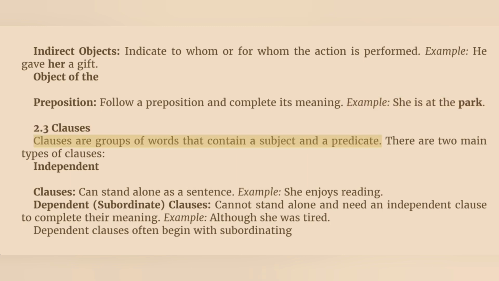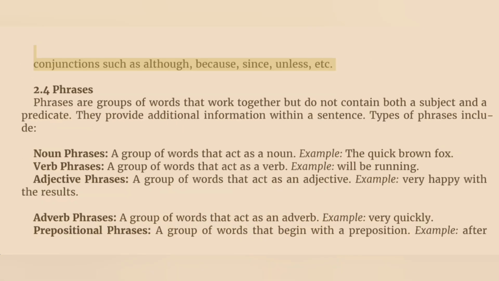2.3 Clauses. Clauses are groups of words that contain a subject and a predicate. There are two main types of clauses. Independent clauses can stand alone as a sentence. Example: she enjoys reading. Dependent, or subordinate, clauses cannot stand alone and need an independent clause to complete their meaning. Example: although she was tired. Dependent clauses often begin with subordinating conjunctions such as although, because, since, unless, etc.